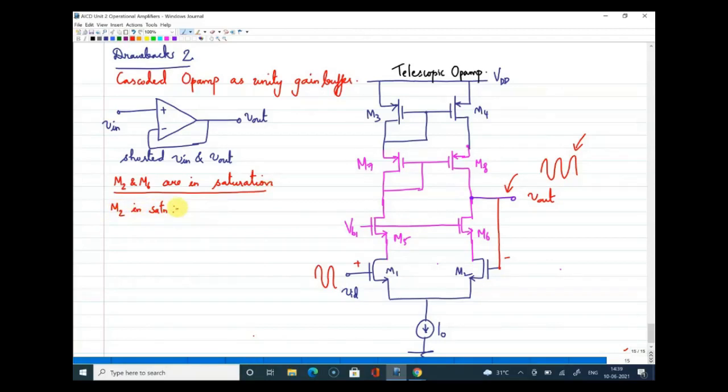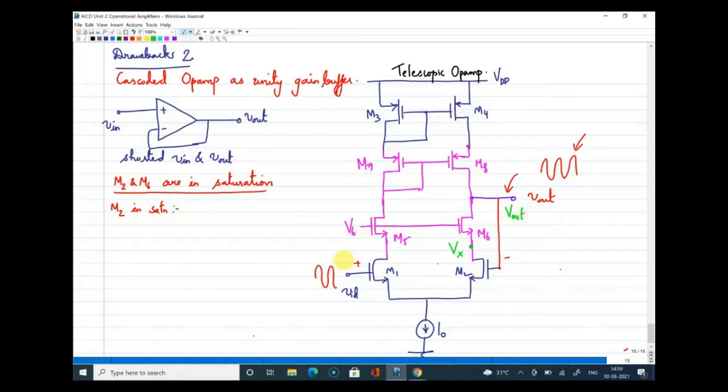So let me just name this node. There is a node here. I'll use a different color, and I'm naming this node as Vx. This is named as Vx. Now this node is the output node. I'm just marking it as V out. Now this one, I'm just leaving it as VB.